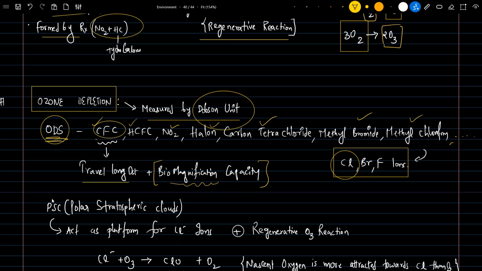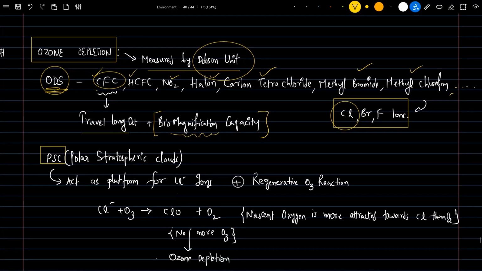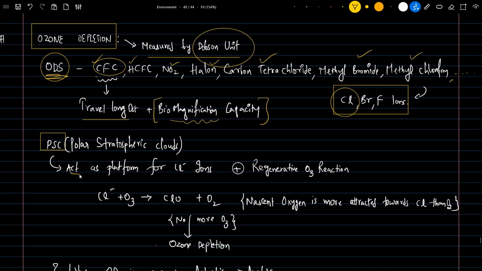Another thing we need to understand is polar stratospheric clouds. What are these? Basically, these act as a platform for chlorine ions. So this is the Earth at a polar region. Let's consider it currently as the Arctic region. The same is also true for the Antarctic region.